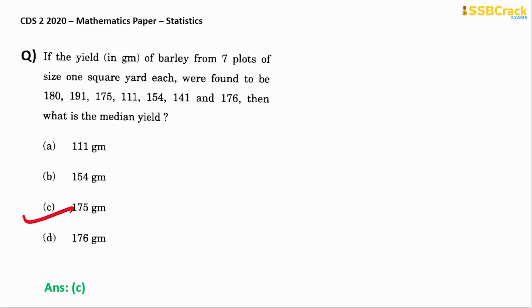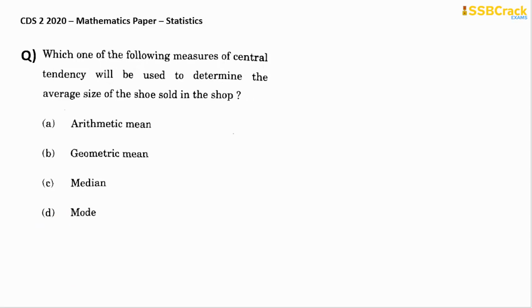All right, coming to the next question on statistics, and this was about the basic question that you should be aware of, the central measures of tendency. In other words, we say them as measures of central tendency. Here they ask which one of the following measures of central tendency will be used to determine the average size of shoe sold in the shop. You know that the shoe sizes will be totally based upon the majority of people that they can wear and the size fits them. So it's obvious that it's all about the mode.